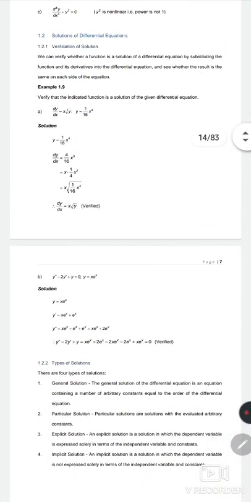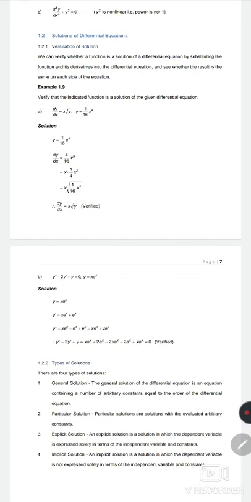Okay, next is solutions of differential equation. Okay, we can verify whether a function is a solution of a differential equation by substituting the function and its derivative into the differential equation, and see whether the result is the same on each side of the equation. Okay, verify, example 1.9, verify that the indicated function is a solution of the given differential equation.